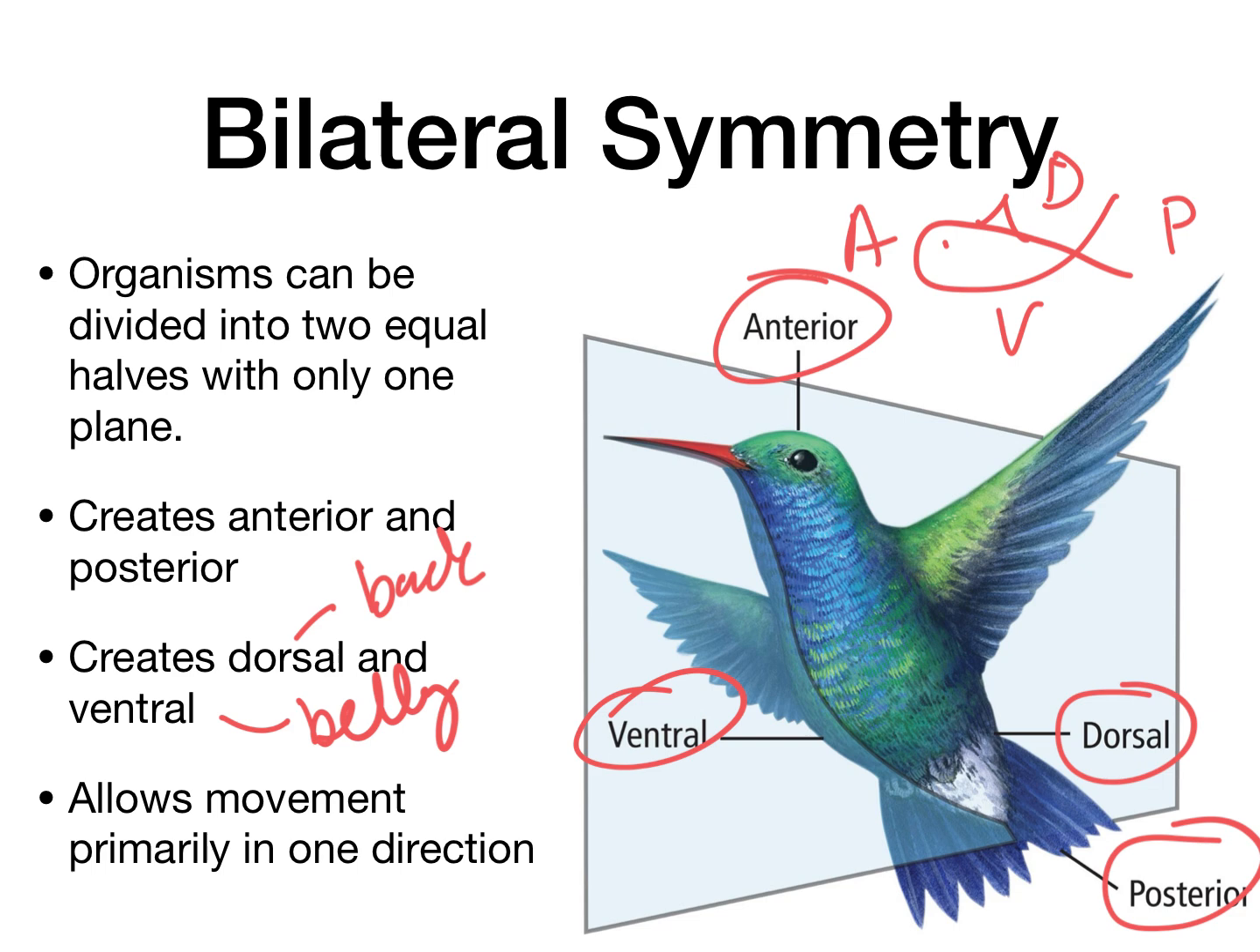The significance here is now we have movement really just in one direction. You and I have bilateral symmetry, and we move primarily in one direction. It's not to say we can't move left and right. It's not to say we can't go backwards, but most of the time we're moving in one direction.